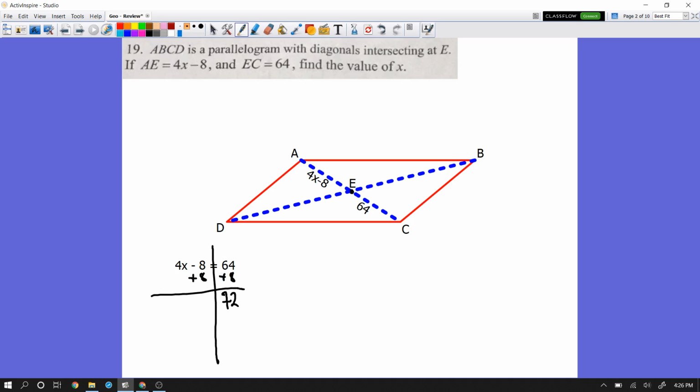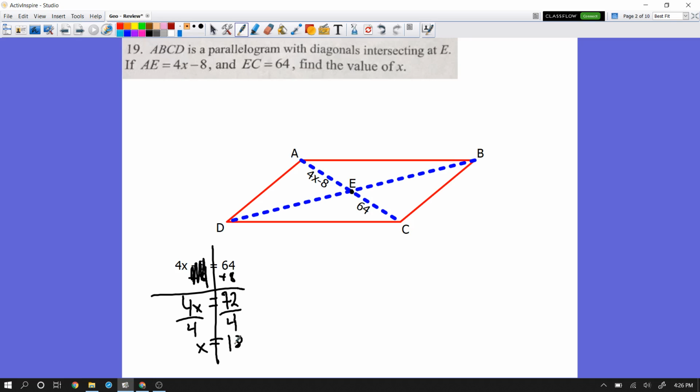So this is using the properties. That's why we were going over the properties so much over the last couple weeks. Talking about shapes. Know the things about the shapes. What is it that makes the shape the way it is? And then 72 divided by 4 is 18. So find the value of x.